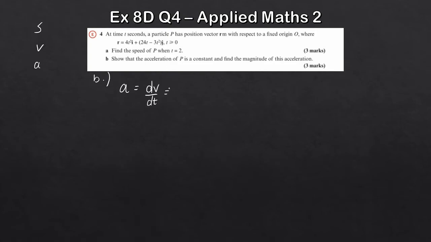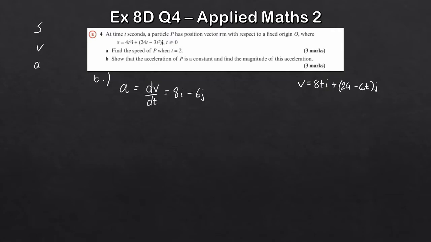So what was v? I had it written down, so v is equal to 8ti plus (24 minus 6t) j. Okay, so all we've got to do now is differentiate this. So if you differentiate this, differential of 8t is just 8, so that's 8i, and then differential of this bracket here, the 24 will just go to 0, and then differential of minus 6t will just be minus 6. So what I get is just 8i minus 6j.